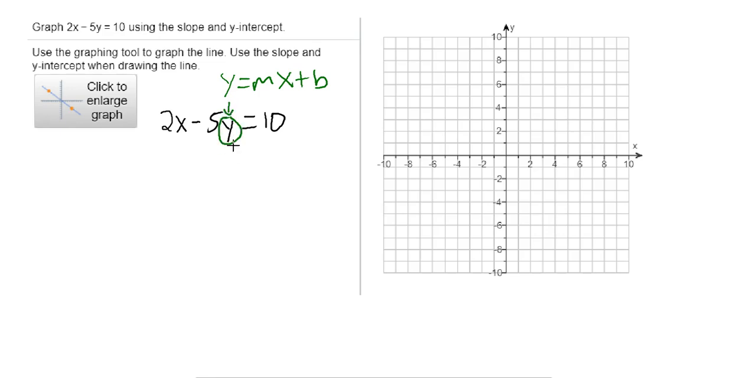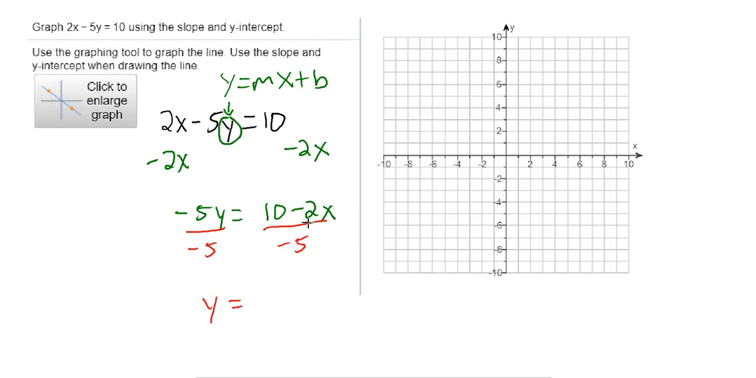In order to get it into that form, that means get y by itself. Solve it for y. So I will subtract 2x to the other side. I'll get negative 5y is equal to 10 minus 2x. And then I divide by negative 5 on both sides. So I will get y equals, and remember the processing that we had to do over here on the right hand side to get it to fit better into the formula. You take the -5, you divide it into both of these terms individually. So you get 10 over -5 minus 2x over -5.